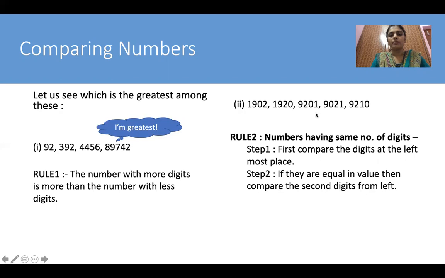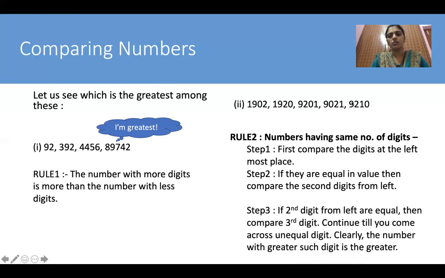At the second place, these two numbers have 2, and this one has 0. As 2 is greater, we can exclude this number. Now we have to compare these two numbers. As they have the same digit at the second place, let's move to the third place. At the third place, here we have 0 and here we have 1. As 1 is greater than 0, this number should be greater. So this number is greatest among all these numbers.